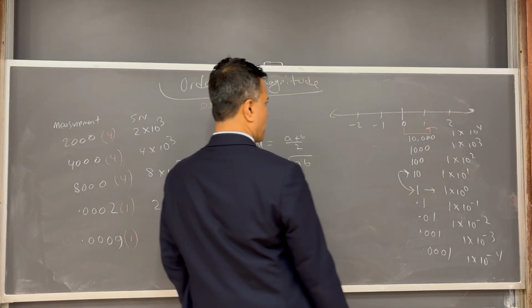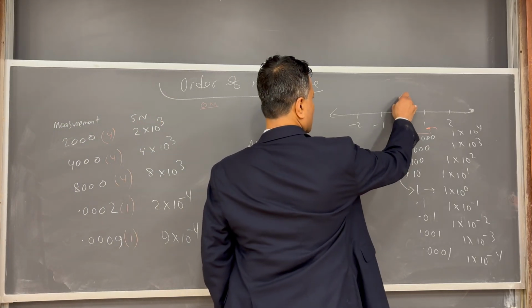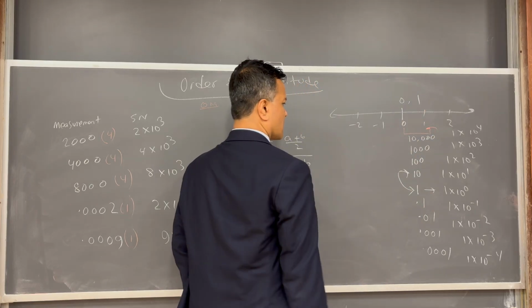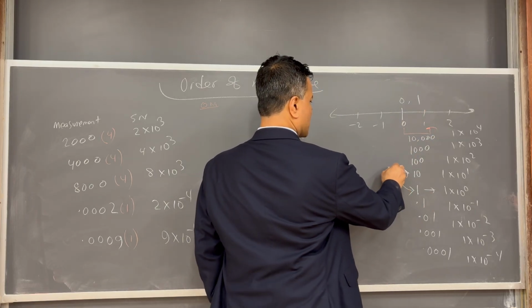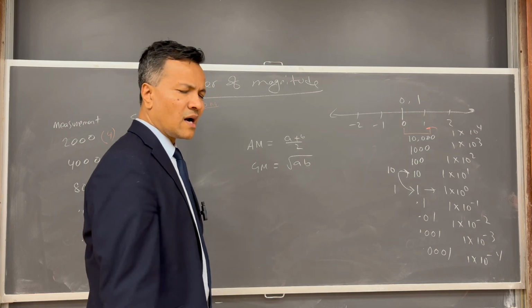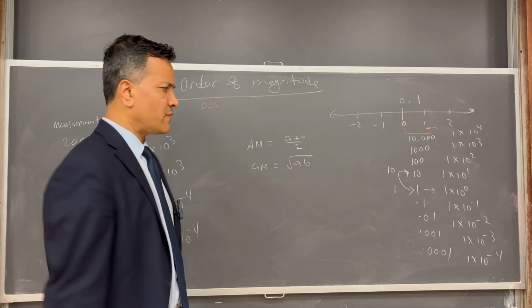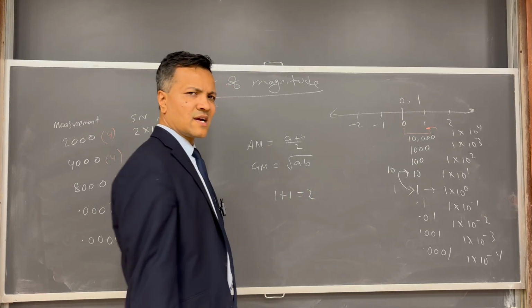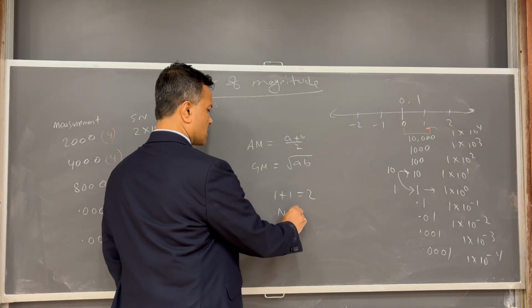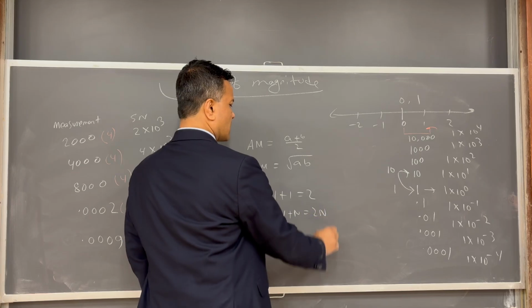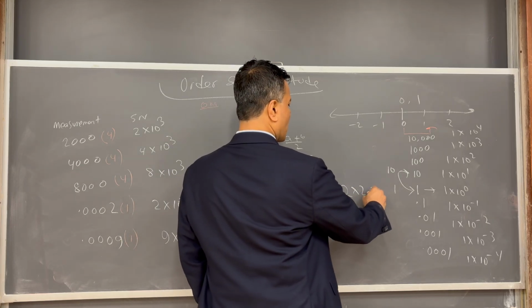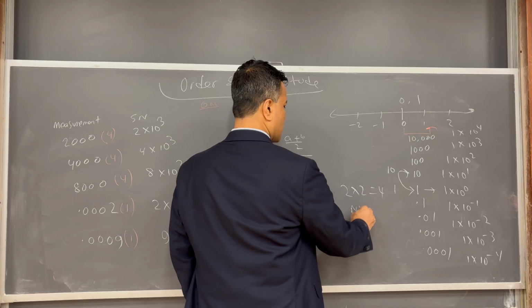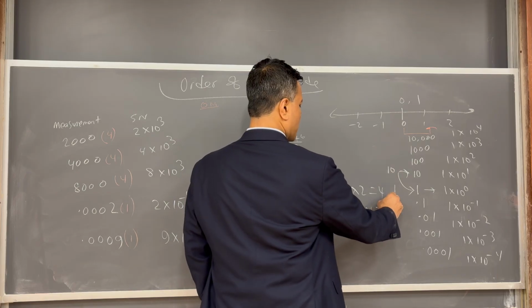What does that mean? If the first number is 0, the second number is 1. If the first number is 1, the second number is 10. How can you abstract it? If I say 1 plus 1 is 2, how can you abstract this idea? n plus n is 2n. If I say 2 times 2 is 4, how can you abstract it? You say n times n is n squared.